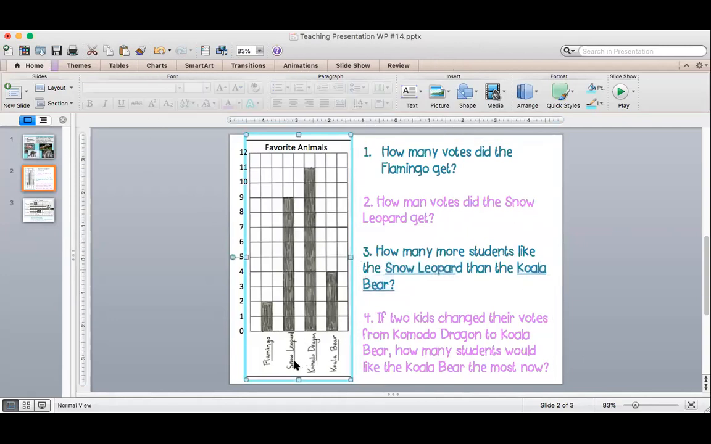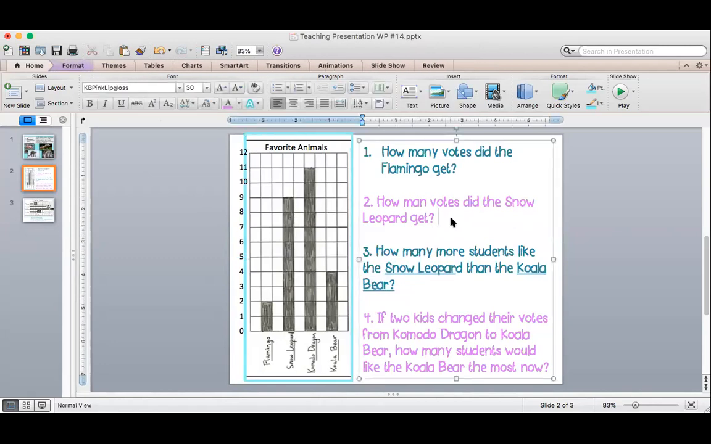So we want to look at the snow leopard and the koala bear now. So I'm looking at the snow leopard. How many votes did the snow leopard get? We already answered that up here. It was 9. So we know that he has 9. I'll change the color so it stands out to us. And how many did the koala bear get? Let's look at the koala bear's chart. Go up his bar, and he has 4. So I'm going to make that another color again too.